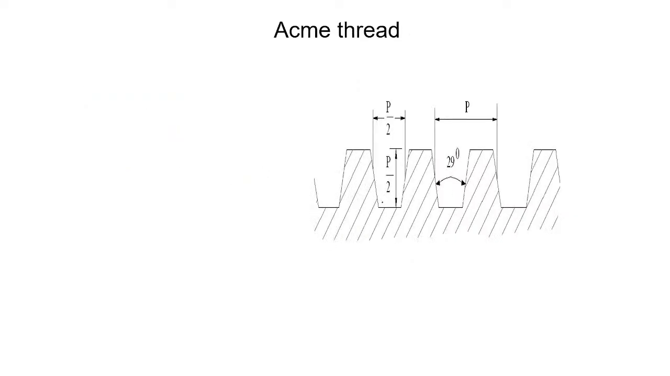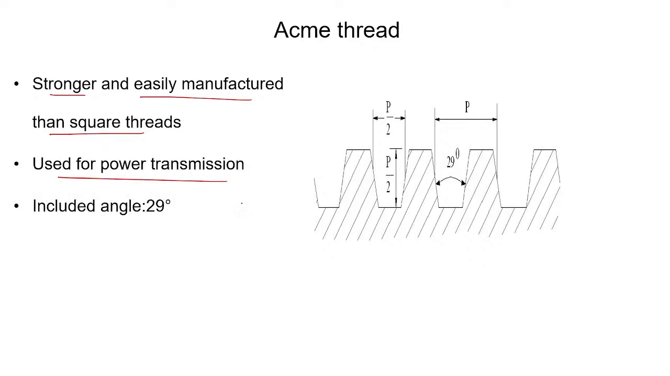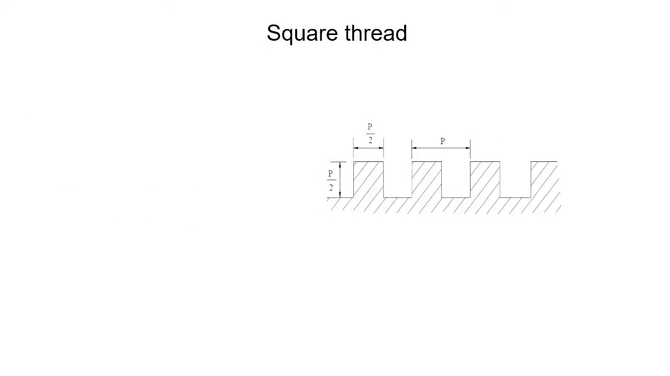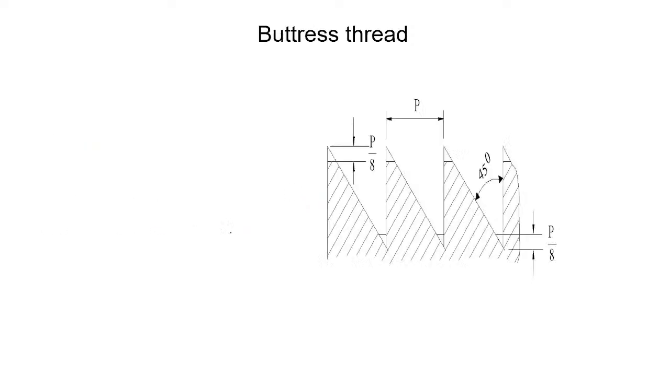Next is the Acme thread. Acme thread is strong and more easily manufactured than square threads, and it is used for power transmission applications. The angle included between the flanks is 29 degrees. Square thread is very strong and efficient, and it is used in power transmission applications like press, screw jack, and vices. It is expensive to produce.